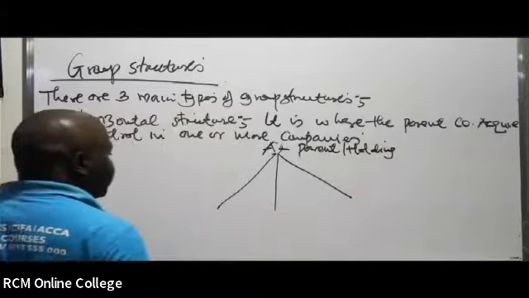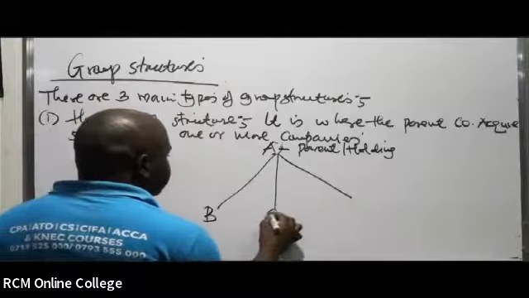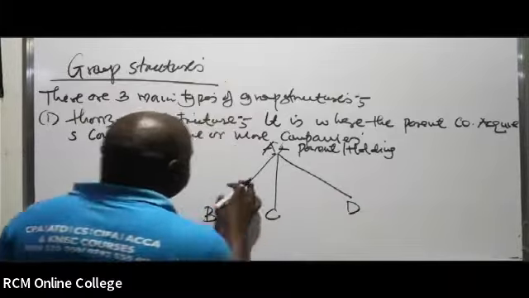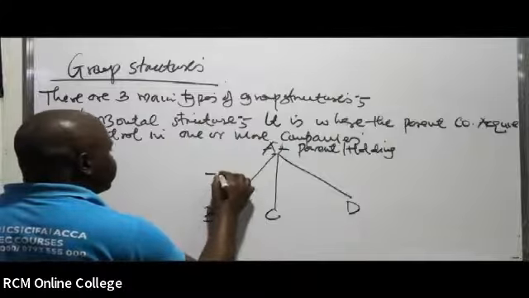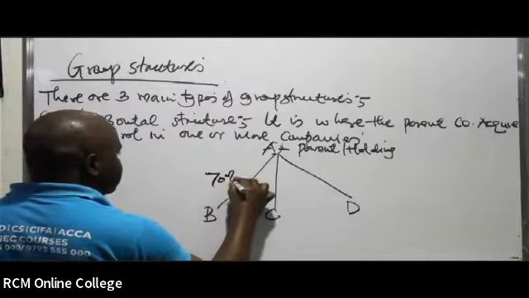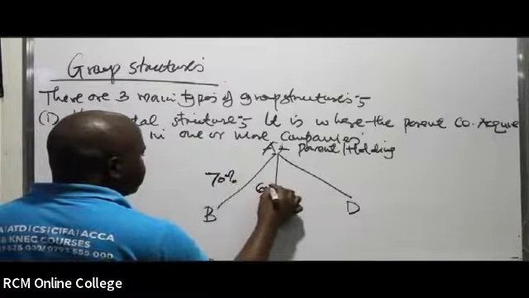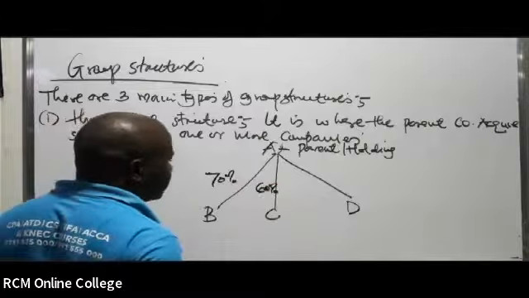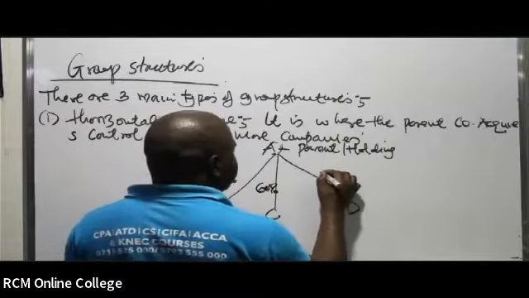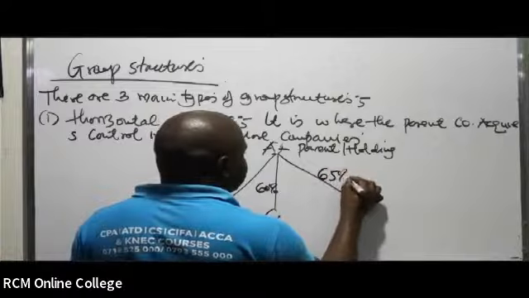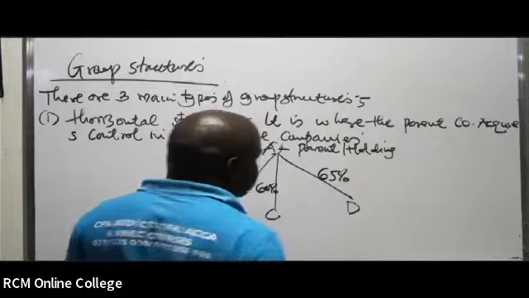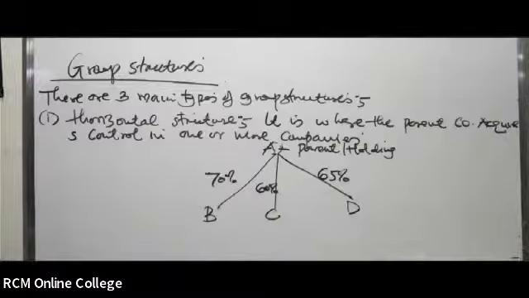The parent of the holding company. You can have B, C, D. So in this case, in B, maybe it has acquired 70% of the shares. In this one, it has acquired 60% of the shares. In this one, it has acquired maybe 65% of the shares. And therefore, it has control in all the companies.